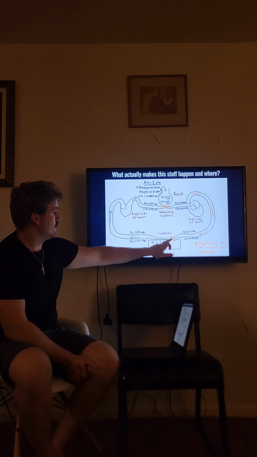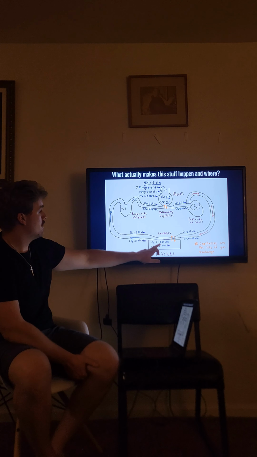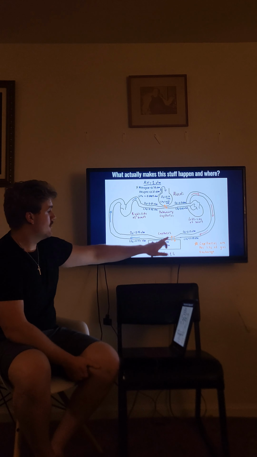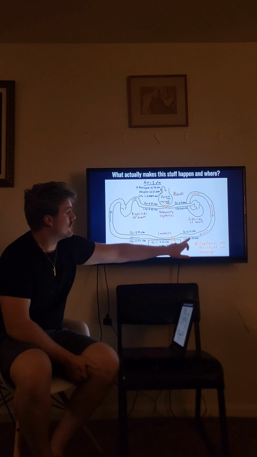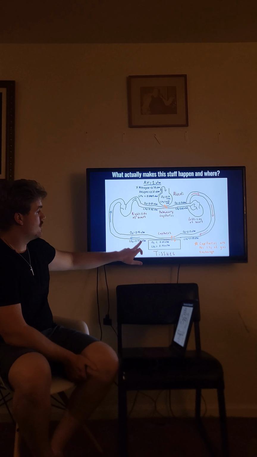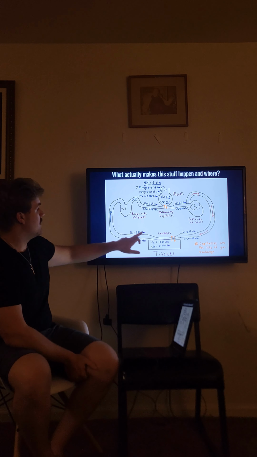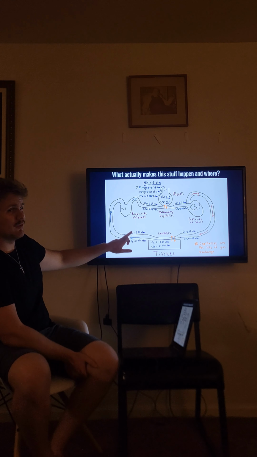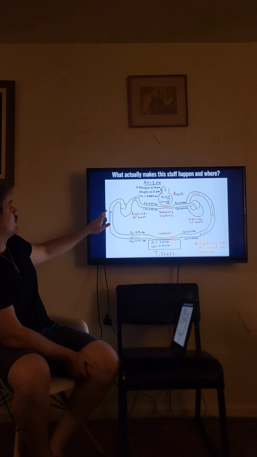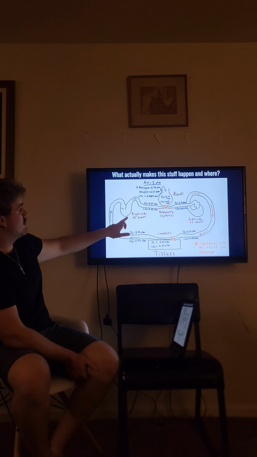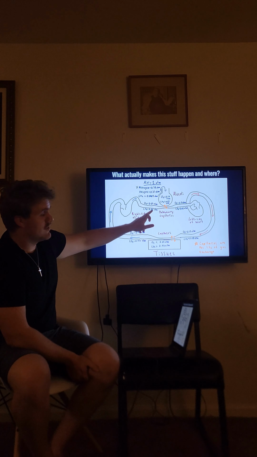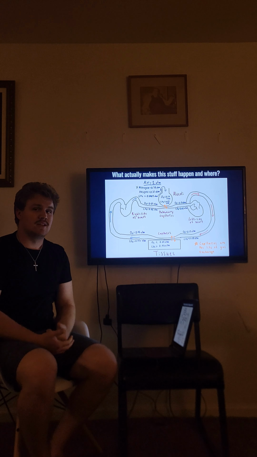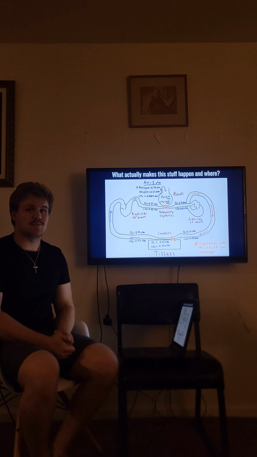Oxygen is going to be dumped off at the tissues. CO2 is going to be picked up at the tissues. That's why you see an increase in CO2 after the tissues, and a decrease in oxygen. This blood is now deoxygenated. It's going to flow back to the right side of the heart, and then right back into the same system. And that's how gas moves throughout the body.